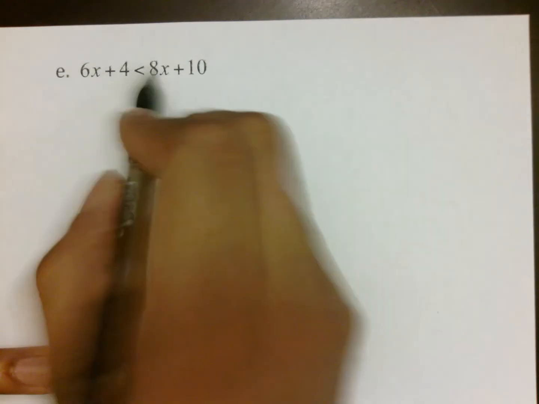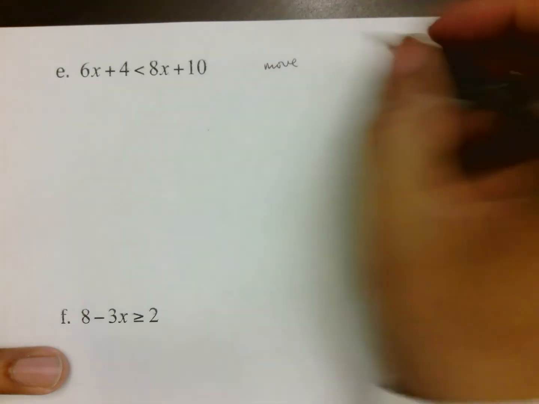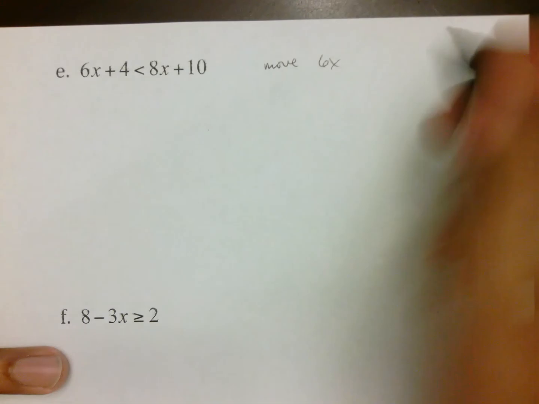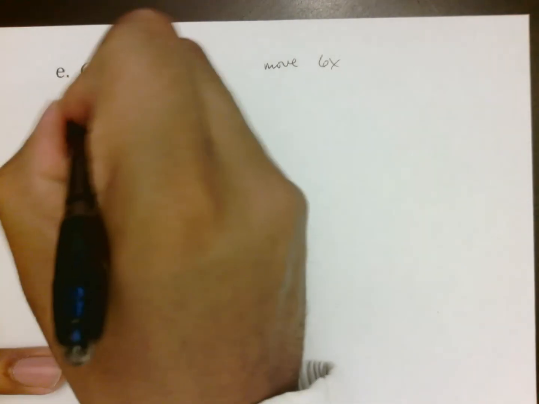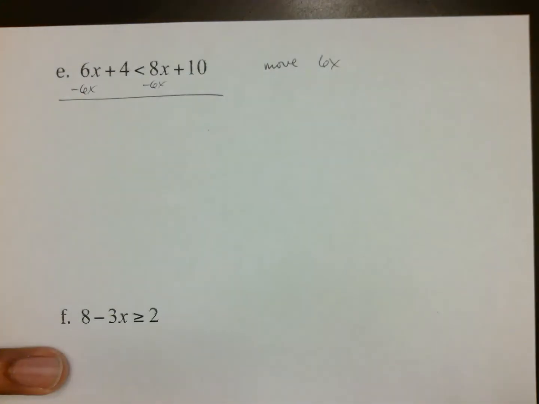This time I am going to follow my own advice, and I'm going to move. Again, make sure you write all these words off to the sides, because if I don't see those words, you're not getting credit today. We're going to move the smaller one, which is the 6x. So again, just to show you that you could go either way. You could move the number to the left, or you could move the smaller one to the right.